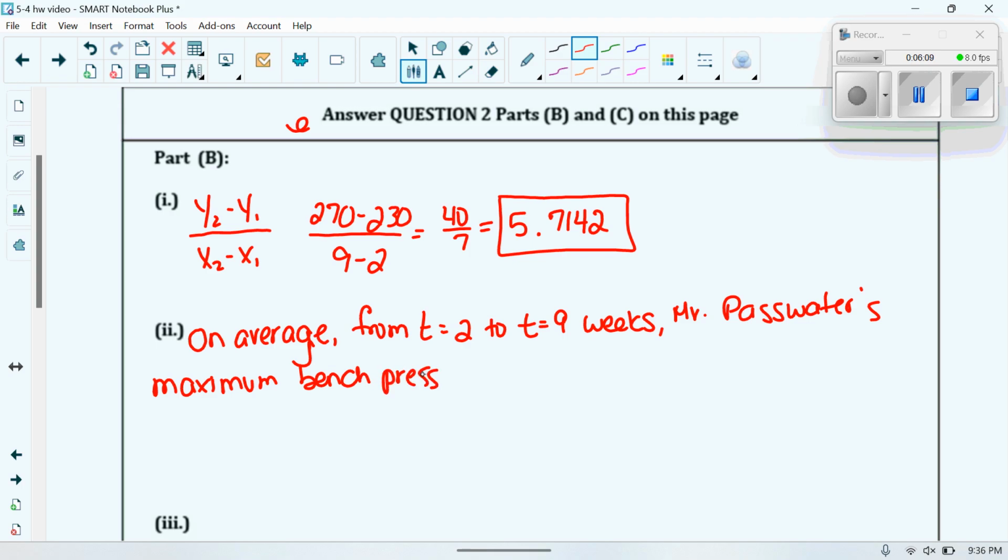Since my average rate of change is positive, that means it is increasing. If my average rate of change is negative, I would say decreased. But it increased by 5.7142. That's my answer from the previous part. Pounds per week.